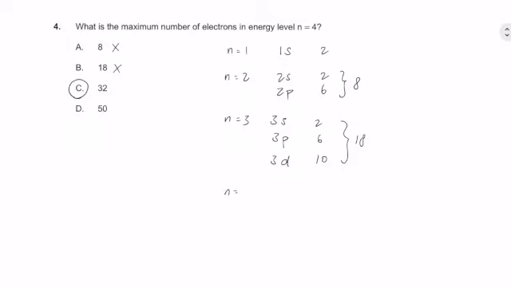As for n equals 4, here's where it gets a bit tricky. So you have 4s, 4p, 4d, and if you don't know, it's 4f, but you don't actually need to know that either. You just need to know that there is going to be an extra sub-level. So for that, it's 2, 6, and 10. These are ones that we already know.